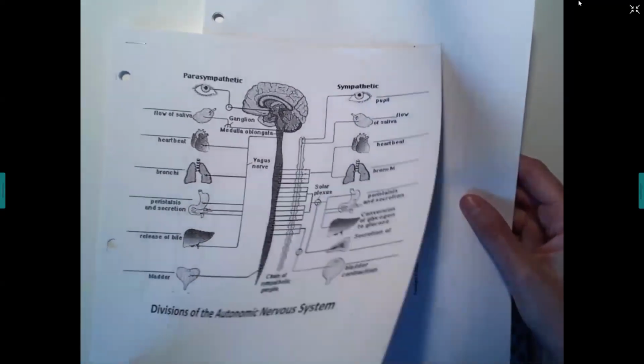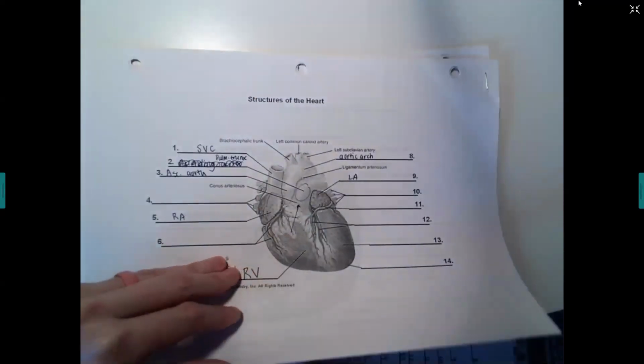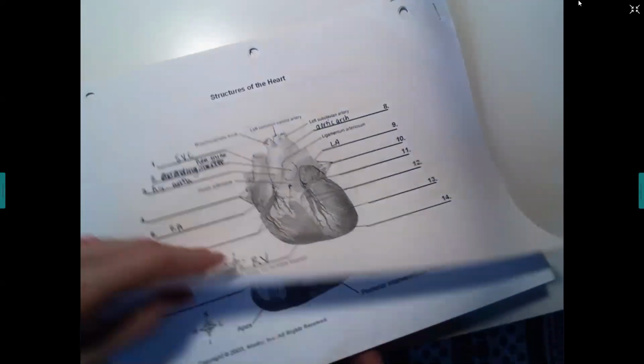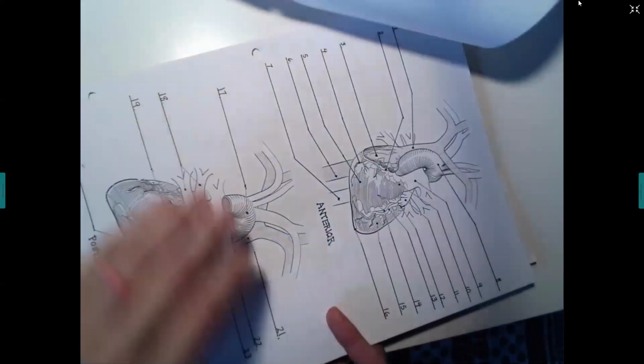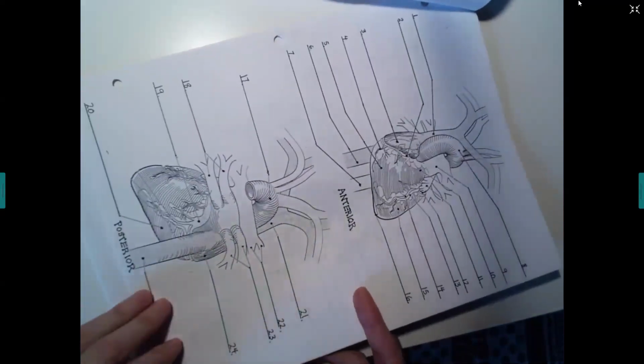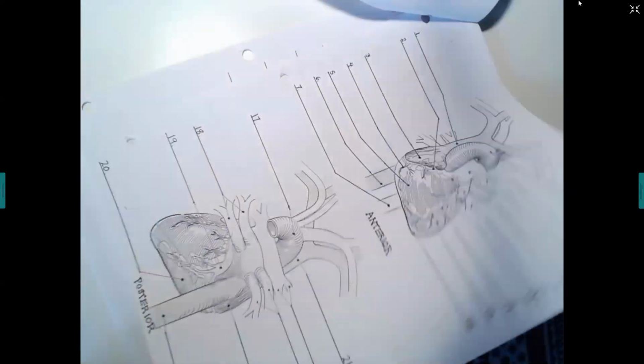So if you sift through your packet, we're going to start on this sheet that says structures of the heart. And then we will do the back sheet that says external structures of the heart, and then just the front side of this sheet. So we're only going to label anterior and posterior sections of the heart today. And then tomorrow we will do cross section of the heart where we look at what the inside looks like and specifically where those valves that we learned about yesterday are found.